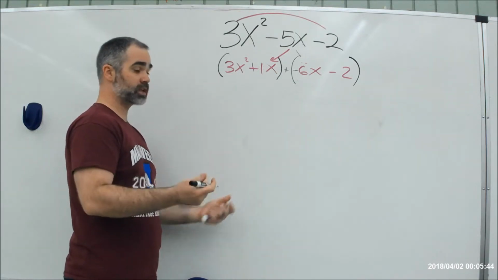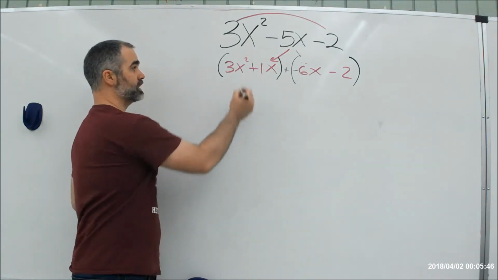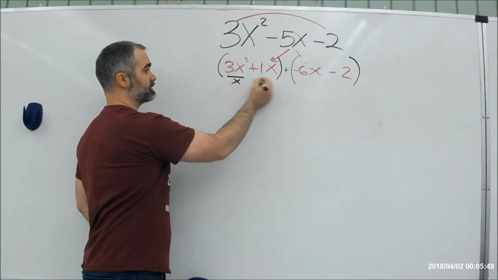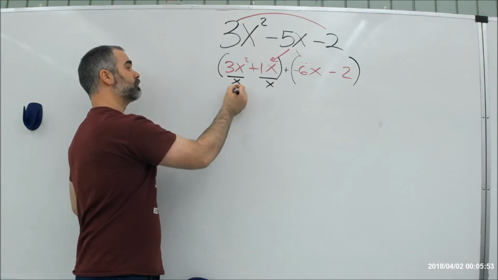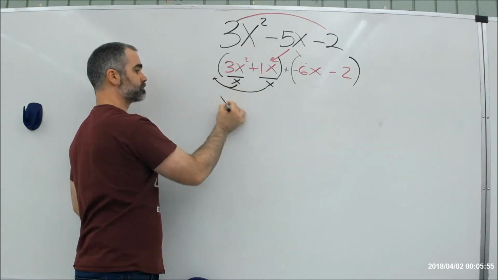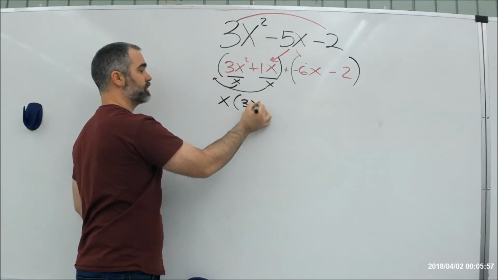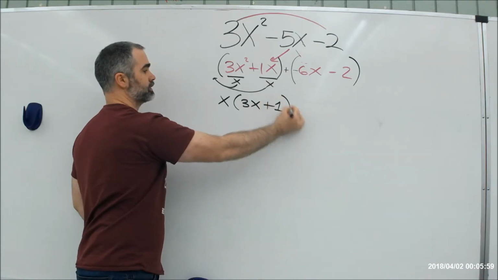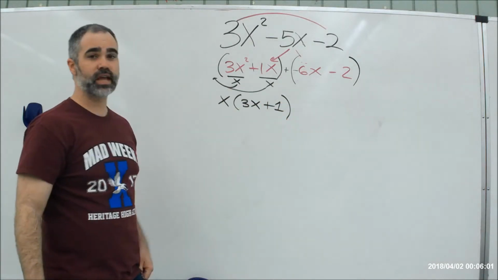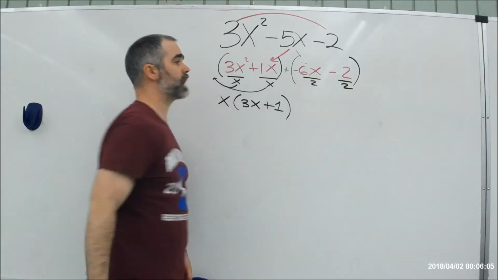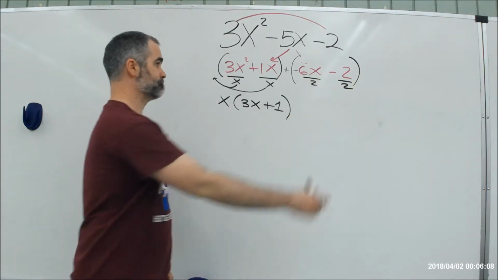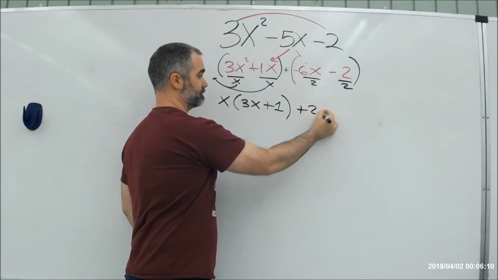So now we find the biggest common multiple in each parentheses. In this one, the only thing you can divide out is an x. You can make it a 1x if you'd like. Again, we undistribute that to leave us with 3x plus 1. And over here, the greatest common multiple is 2. So we can factor out a 2. We're left with a problem again.